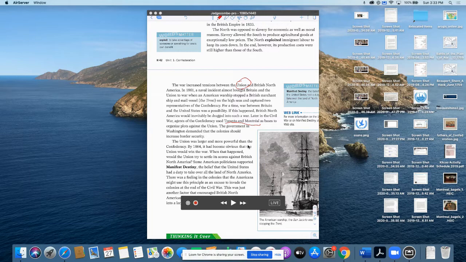So uniting the colonies would, again, as I just said, help in having a more unified defense policy and a better chance of defending the colonies from the threat of the United States.